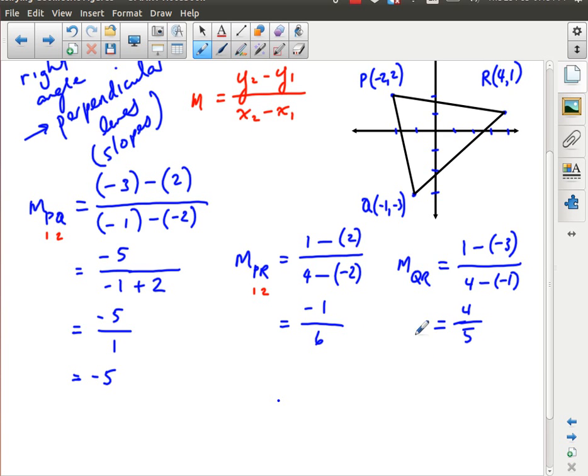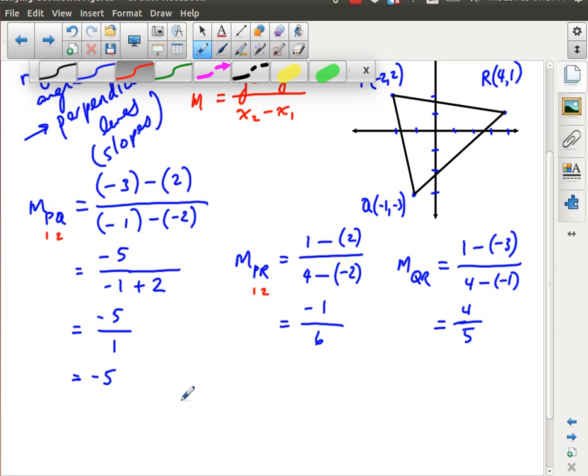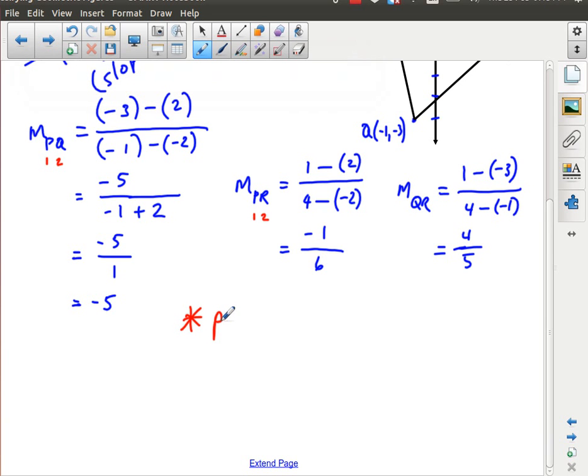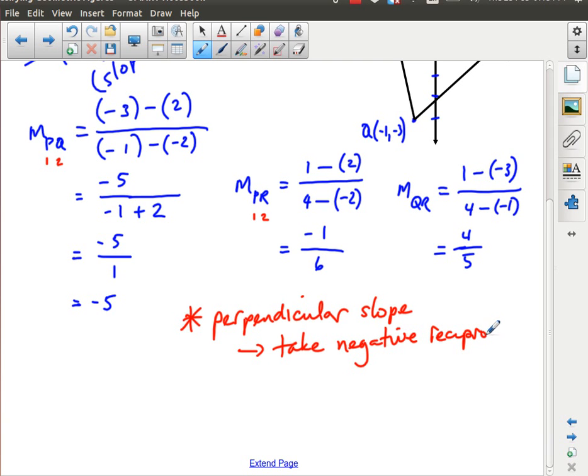Now, if you remember, when we've talked in the past about a perpendicular slope, to determine that, I would take the negative reciprocal. So what I could do is look at this one, for example, as -5. If I wanted the perpendicular value to that, I would take the negative of that, turn it into a +5, and then take the reciprocal, so 1/5.